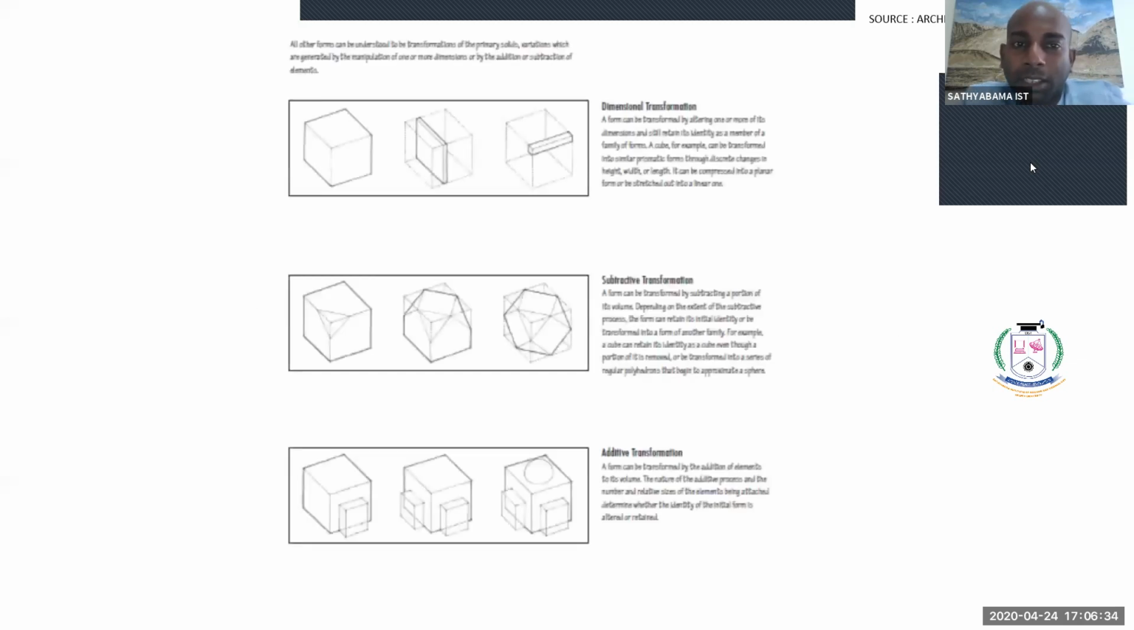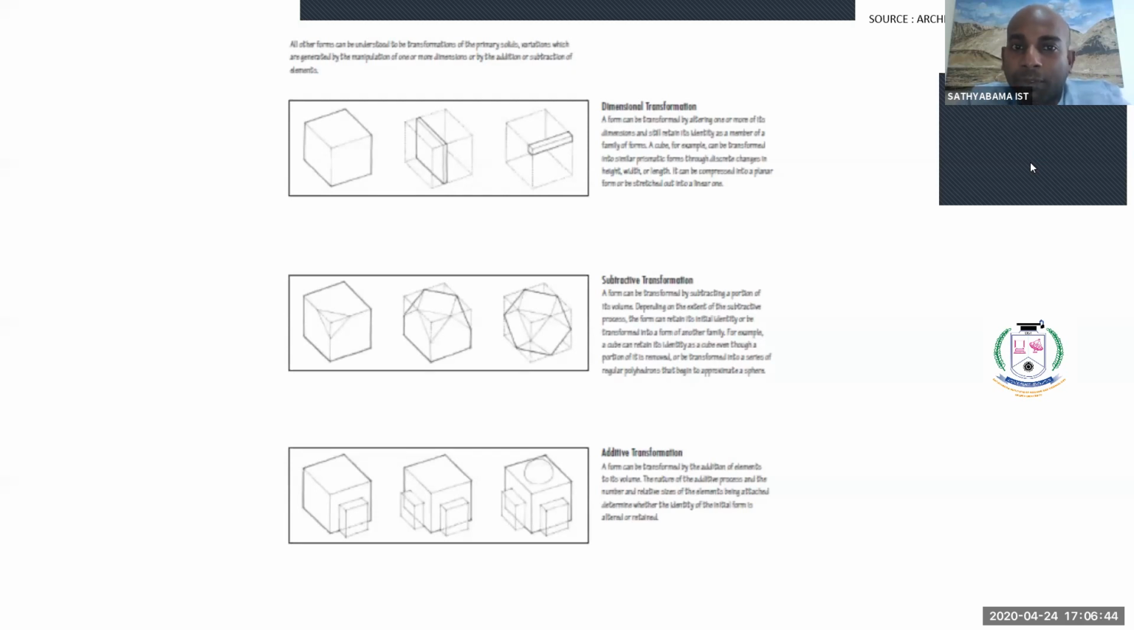Right. So the next concept that we would be discussing is called transformation of form. Transformation is, of course, the change, right? So form can change. There are 3 kinds of change that it can undergo. The first is dimensional, right? Dimensional transformation is when there is a change in the dimension of the form.